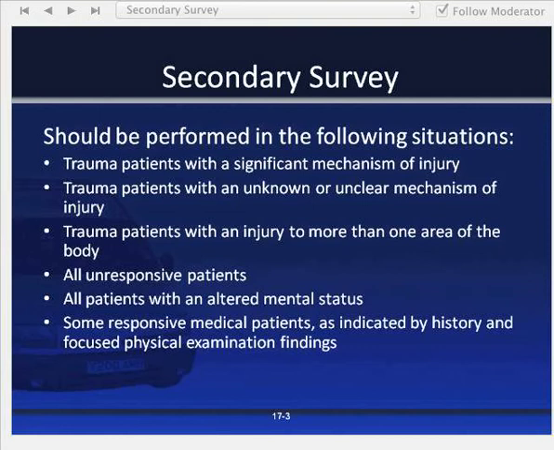Secondary surveys are patient, situation, and time dependent. For instance, a patient with an isolated injury, such as a painful ankle, would typically not require a head-to-toe physical examination. However, a secondary survey should be performed in the following situations: trauma patients with significant mechanisms of injury, trauma patients with an unknown or unclear MOI, trauma patients with an injury to more than one area of the body, all unresponsive patients, all patients with altered mental status, and some responsive medical patients as indicated by history and focused physical examinations.